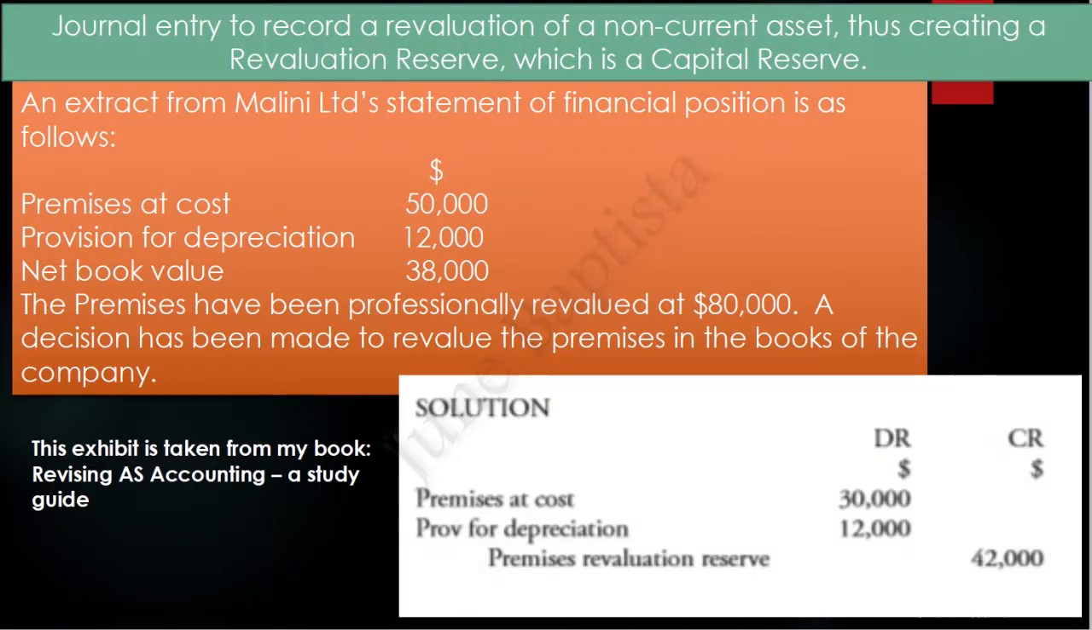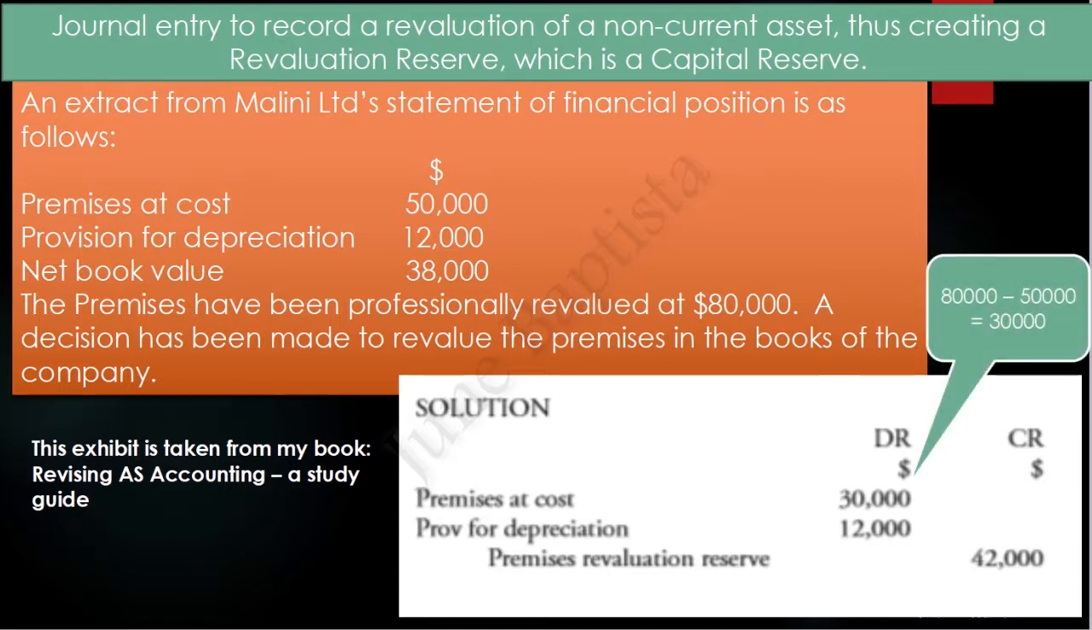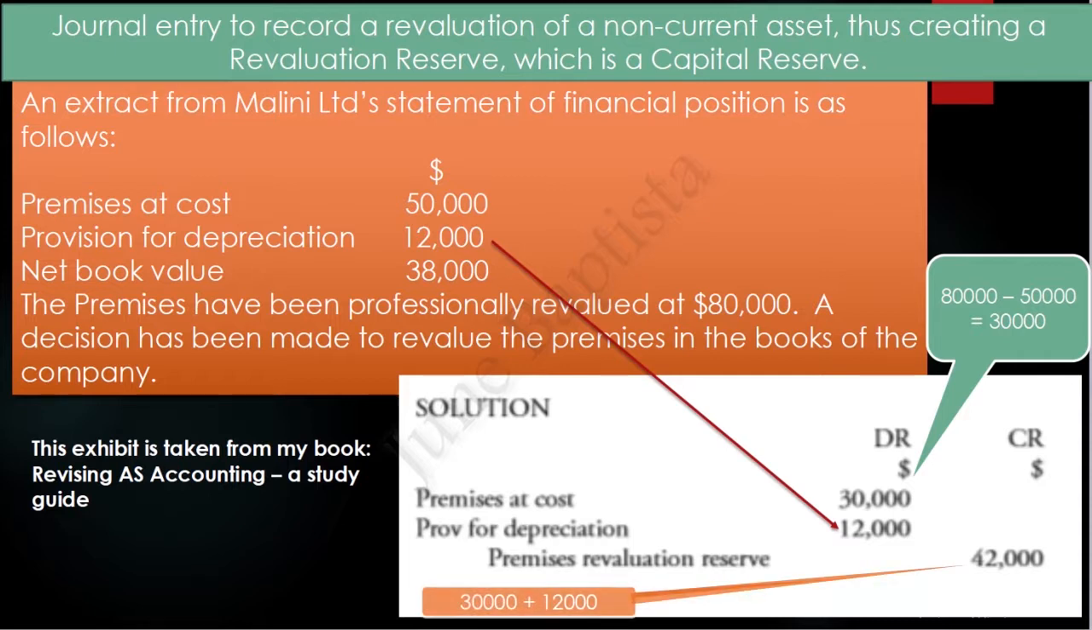The journal entry to record the revaluation is as follows: premises at cost $30,000. This is the difference between the market value $80,000 and historic cost $50,000. This is debited. Provision for depreciation $12,000 debited. This is to eliminate the accumulated depreciation. Premises revaluation reserve is therefore $42,000, which is $30,000 plus $12,000.